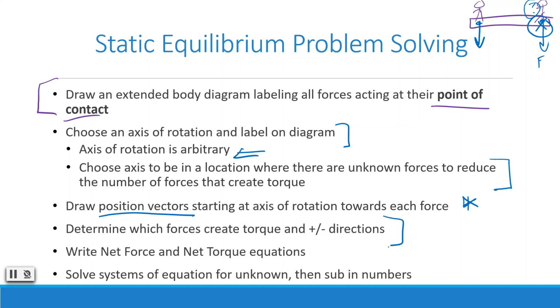And then you'll need to determine which forces create torque and whether they're positive or negative torques based on your axis of rotation. You'll need to write net force and net torque equations. In more complicated problems, you might have net force equations in both the x and y direction and a net torque equation. And then you'll have to solve your system for your unknowns. Of course, the best way to do that is to do that non-numerically, only plugging numbers in at the end.